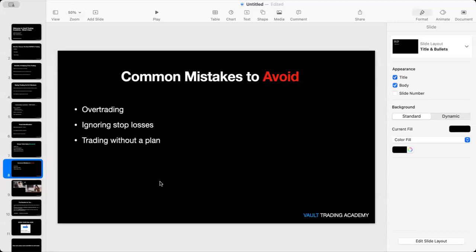All right. So common mistakes to avoid. Overtrading. Has anyone here been overtrading? Has anyone here overtraded before? Yes. And what was the result for overtrading?